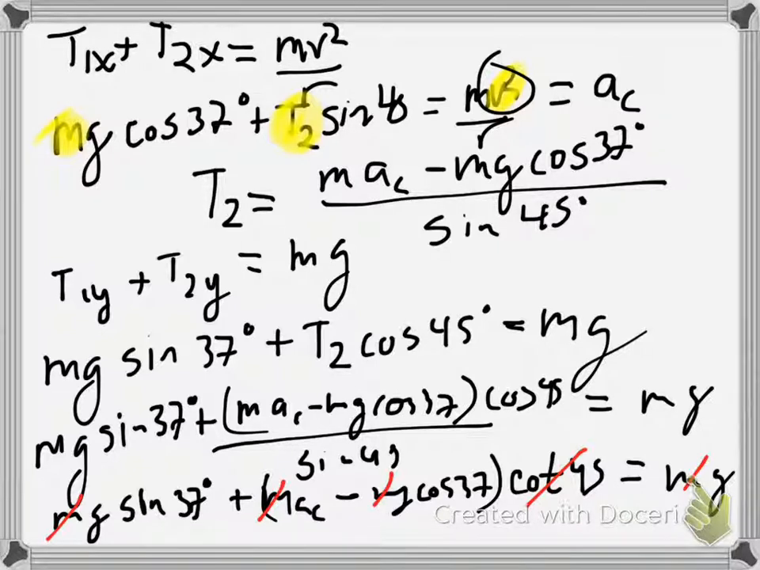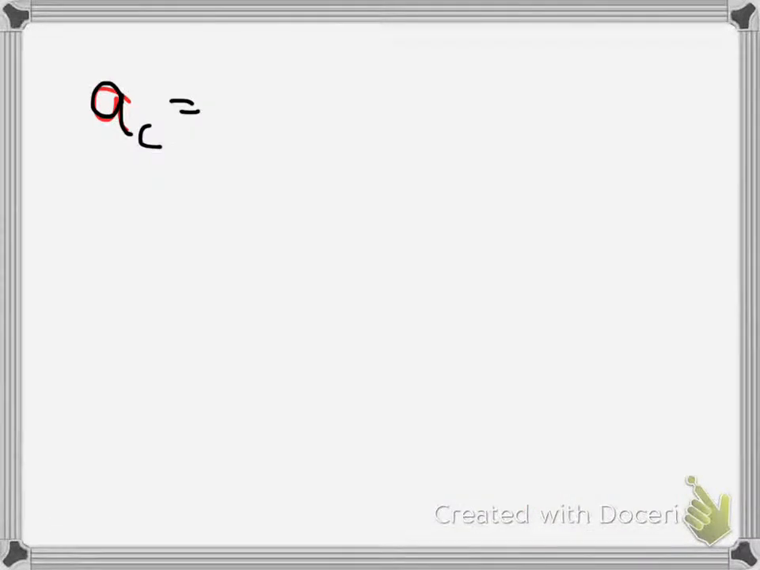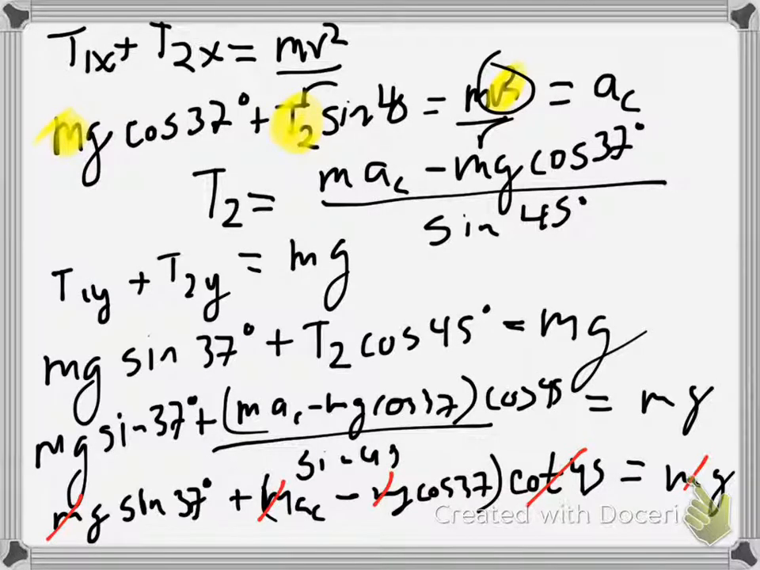Okay, so then I can say a sub c is equal to g minus g sine 37 plus g cos 37. I think, right? Because our cotangent disappeared because it was 1, and that left us with that.